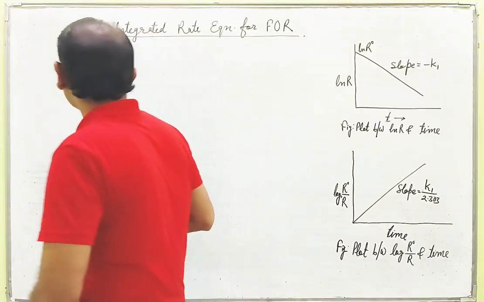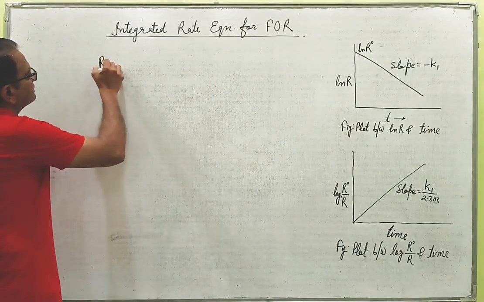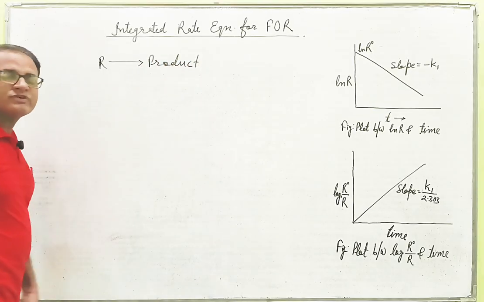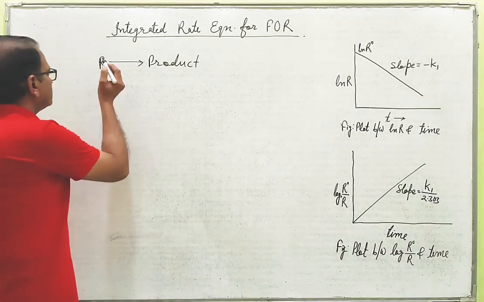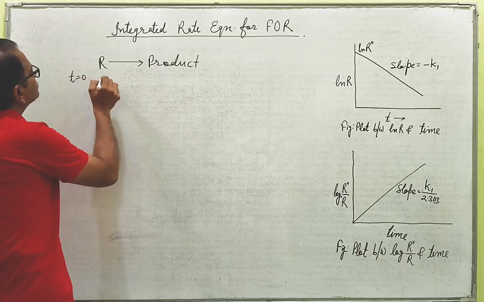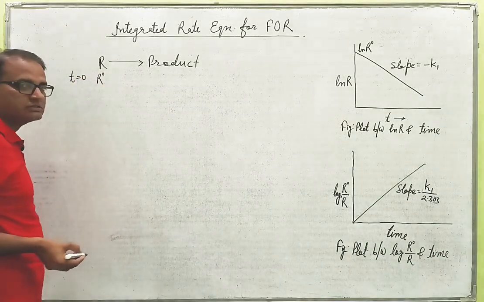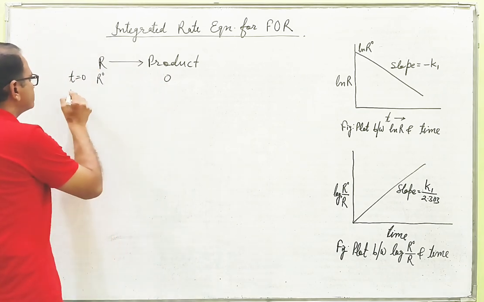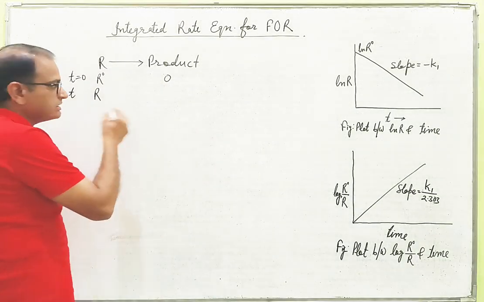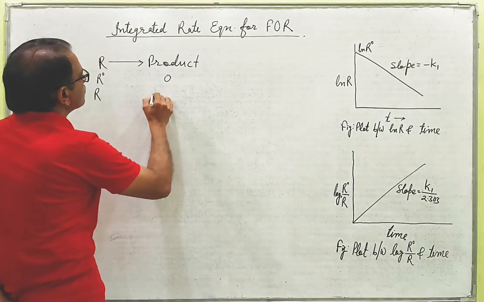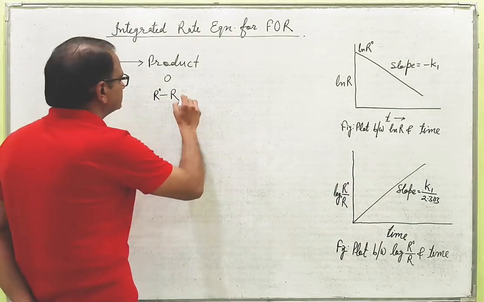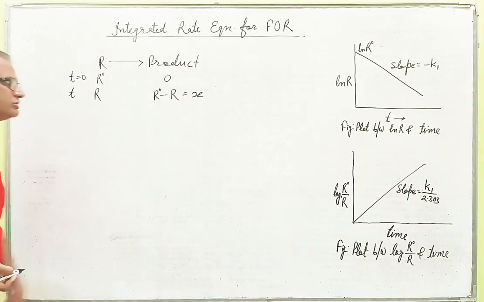Suppose we are having a reaction where reactant R is getting into product, and this reaction is following first order kinetics. Like in the previous zero order reaction we have done, if the time t is equal to 0, then the concentration of reactant is R naught and concentration of product will be of course 0, and at time t the concentration will become R. And this will become R naught minus R is equal to x. So this is our first order reaction.